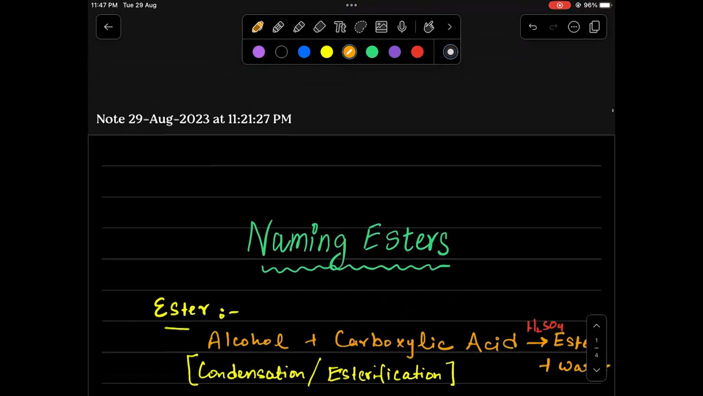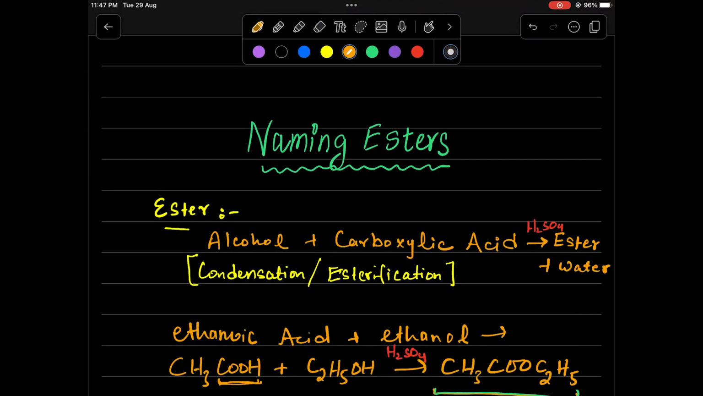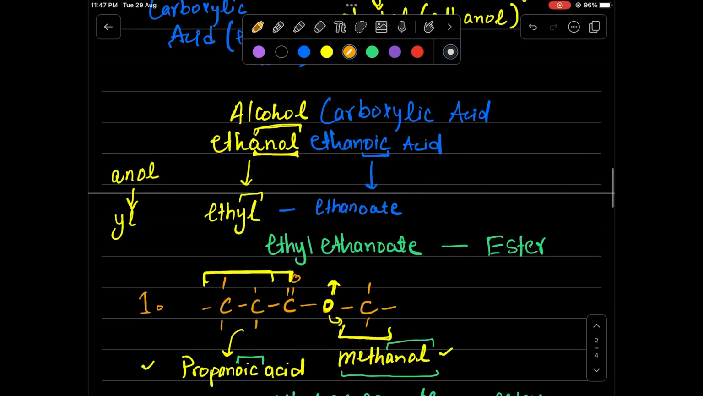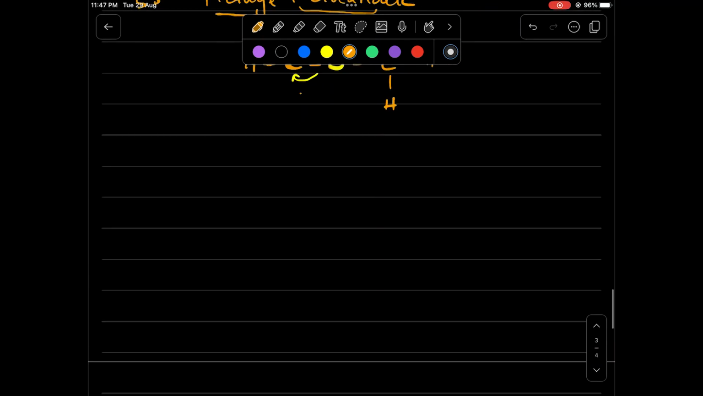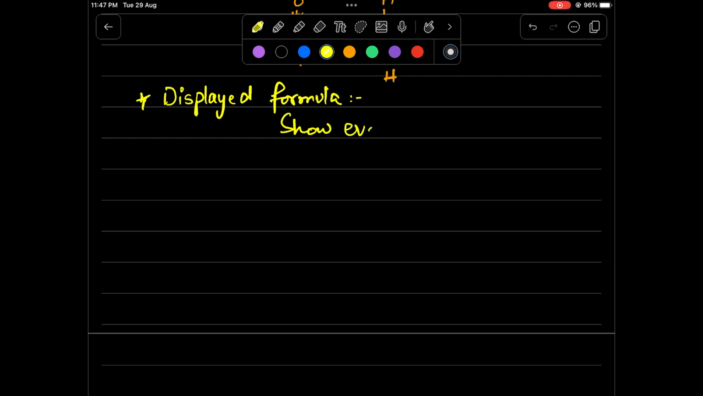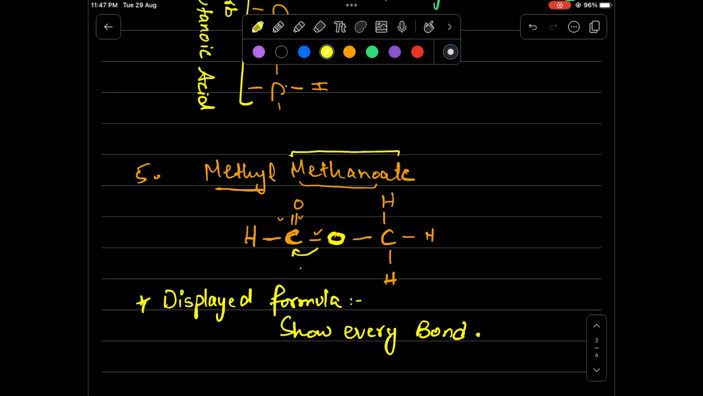H. And then also it says in your exams, it explicitly mentions you have to draw the complete displayed formula. Now the displayed formula means that you have to show every bond. I can mention it over here. It is very important. So in your exams, you can be asked to draw the displayed formula. And for the displayed formula, you have to show every single bond. Okay, and when it says condensed formula, in that case you can omit showing a bond, right?